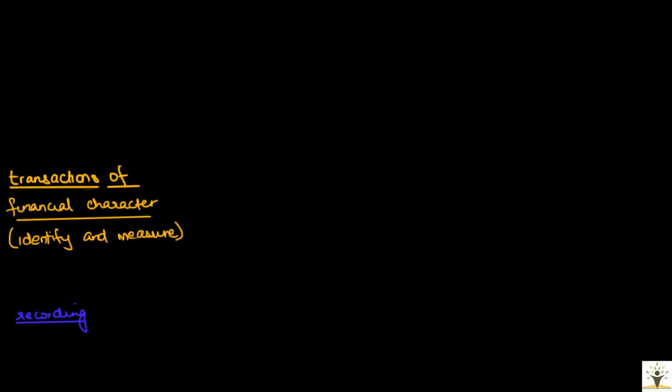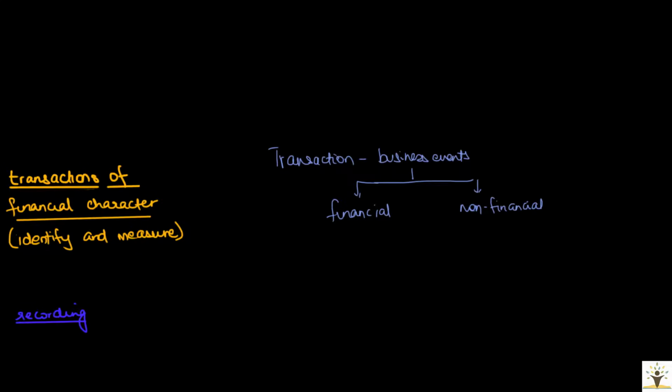The first part that needs to be understood in the definition is the transaction of financial character. Now, what do you mean by a transaction? A transaction is an event happening in the course of business. Now, all transactions can be divided either into financial transactions or non-financial transactions. Financial transactions are the ones that can be expressed in terms of money, or it is possible to state their money value. But non-financial transactions cannot be expressed or quantified in terms of money.